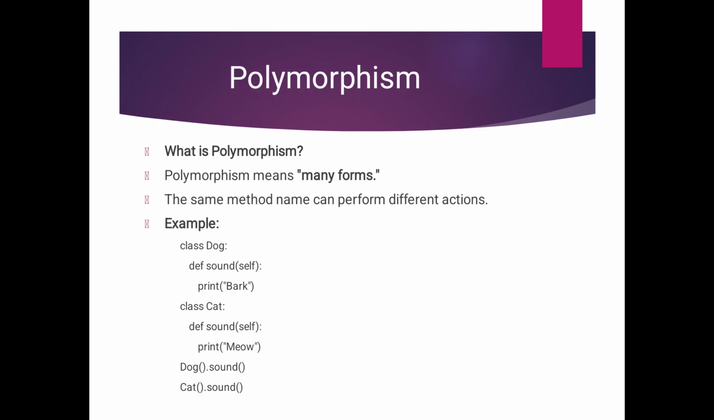Now let's understand polymorphism. Polymorphism means many forms. It allows the same method name to behave differently for different objects. For example, both the dog and the cat can make a sound, but the dog sound is bark and the cat sound is meow. The method name is the same, but the output is different.